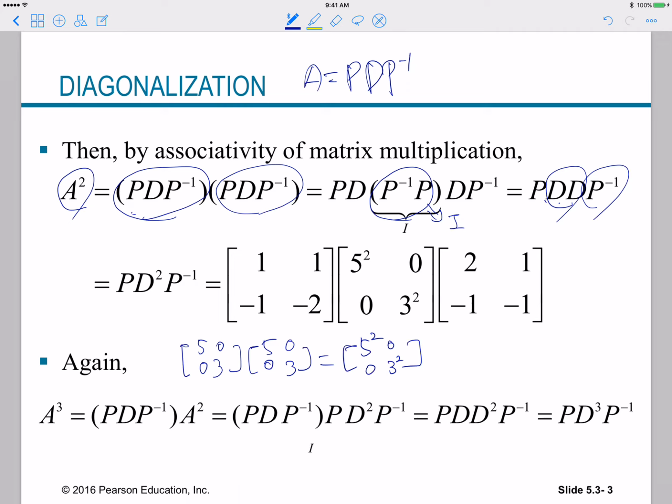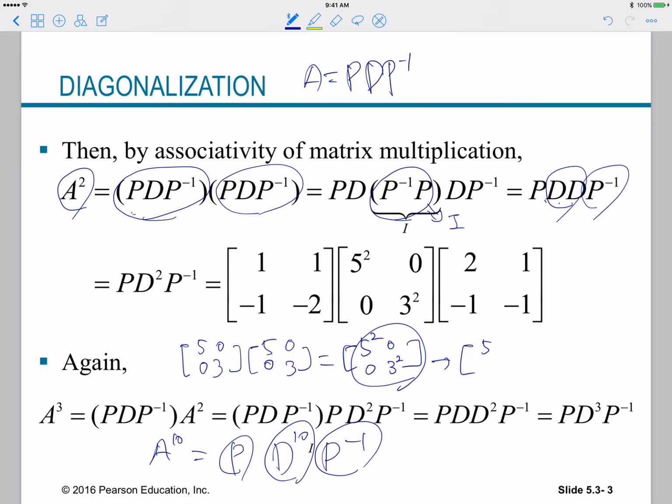If we imagine A to the power of, for example, 10, you will still have P and P inverse on the left and right, and in the middle D to the power of 10. D to the power of 10 becomes simply the element-wise power, 5 to the power of 10. So in the middle, powering or repeatedly multiplying the same diagonal matrix is easily computed. That is one advantage of diagonalization, or the similarity transformation.